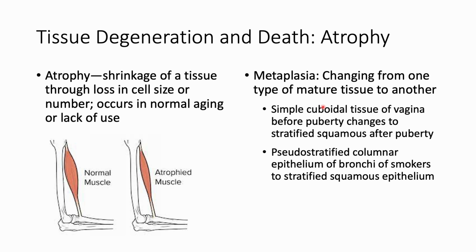And then we have metaplasia, changing from one type of mature tissue into another type. So for example, we have simple cuboidal tissue of the vagina before puberty undergoing normal metaplasia, and then it becomes stratified squamous epithelium after puberty. This is normal physiological metaplasia. We can also have pathological metaplasia, where in the lungs pseudostratified columnar epithelium of the bronchi becomes stratified squamous epithelium. All right, these are different examples of metaplasia, changing from one mature cell tissue into another.